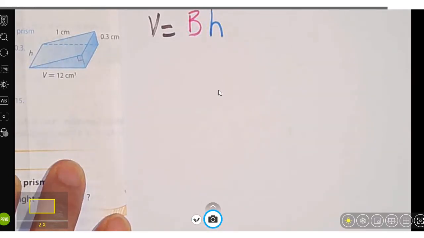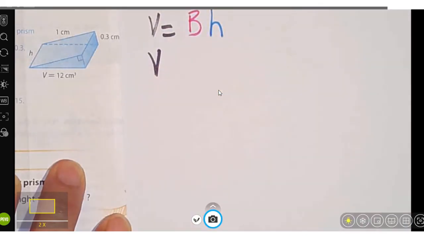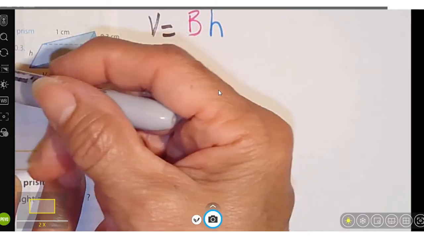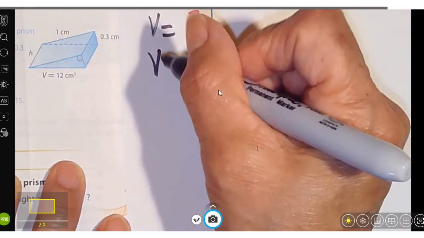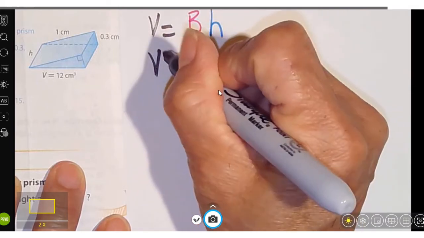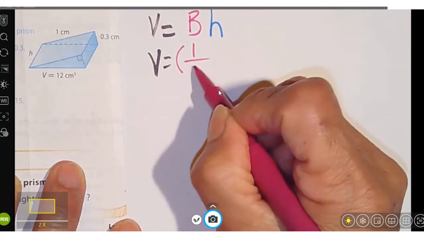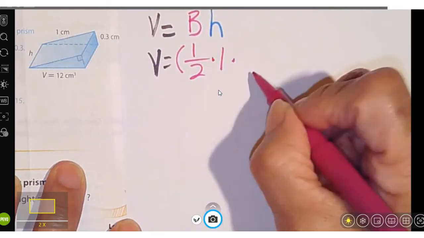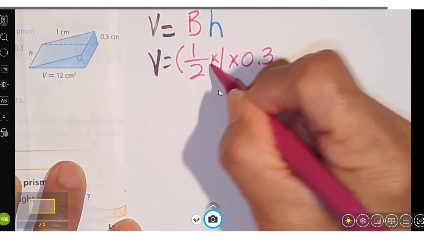Because if you stand this up, that's what they're calling your base right there. Let's go ahead and do volume. And actually, we know what our volume is because our volume is 12, because that's what they've given us. So we can even put 12 here. Let's just go volume equals base times height real quick here. So we have the 1/2 times that 1 times the 0.3. Put the times here. There we go.